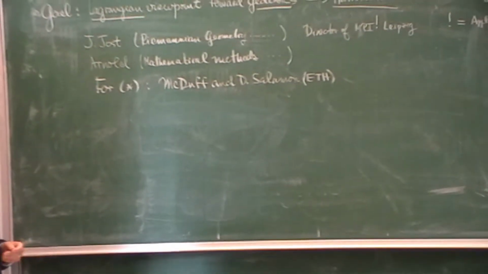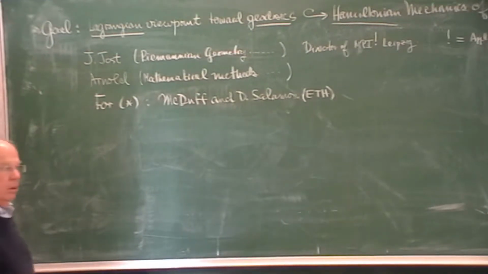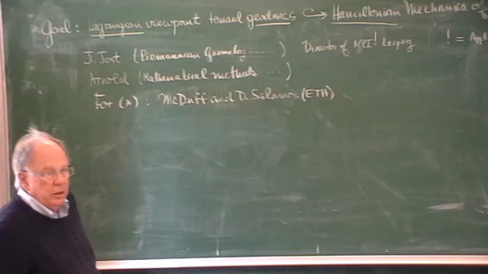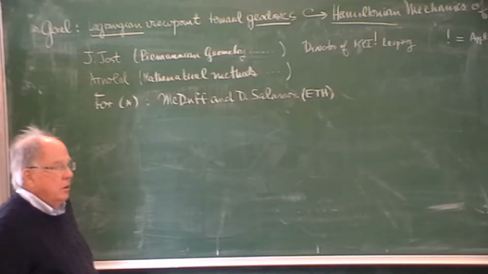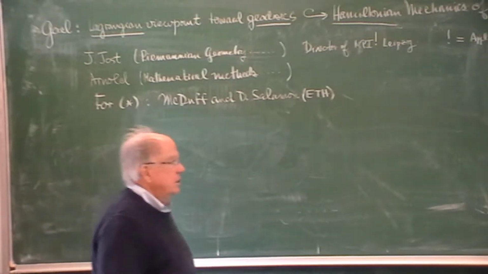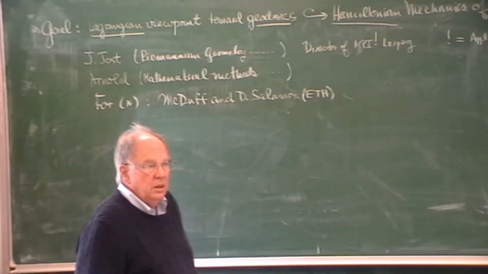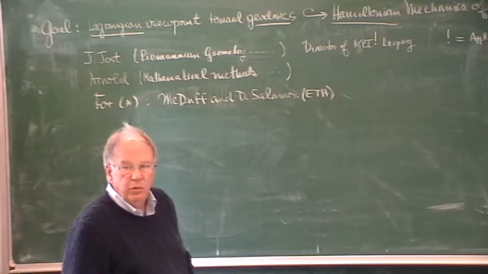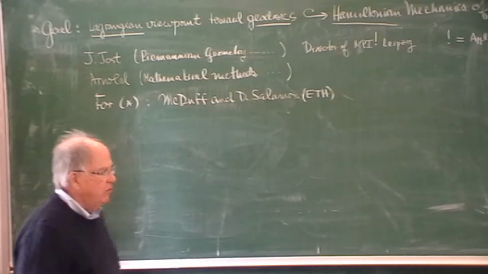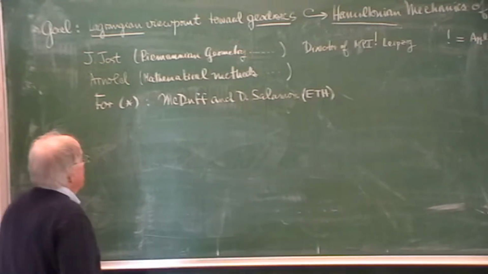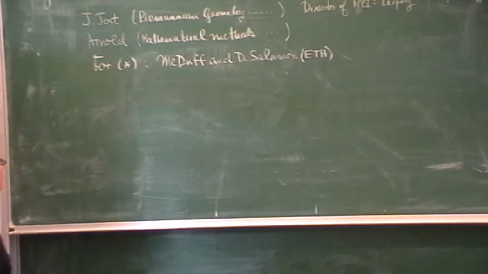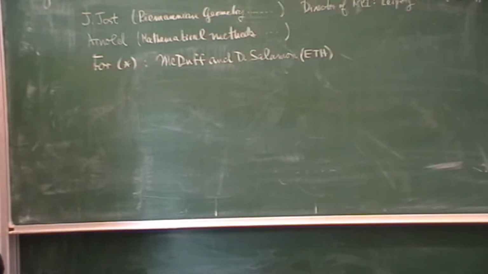Dusa McDuff is in Stony Brook in New York, Long Island. And her husband is John Milnor, so it's a nice mathematical family. Milnor being a very important topologist, but having moved into some form of dynamics. Okay.